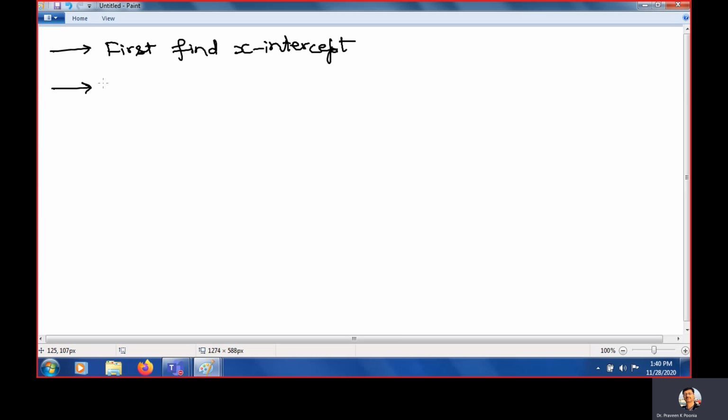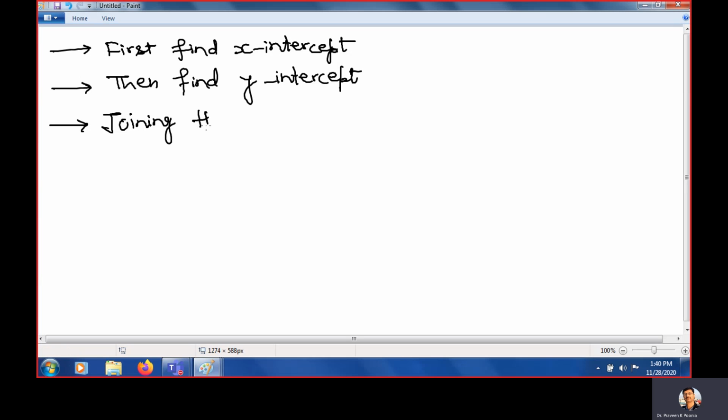First find the x-intercept, then find the y-intercept. After finding them, join the points by a straight line, because the graph of a linear equation is always a straight line.